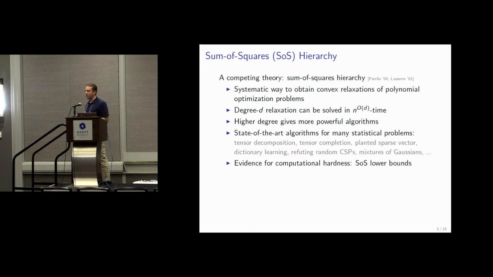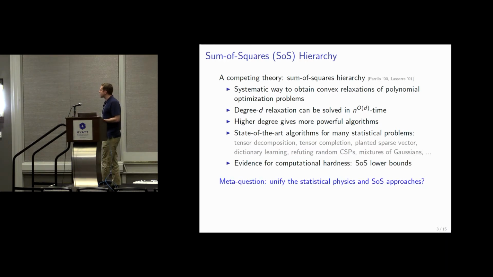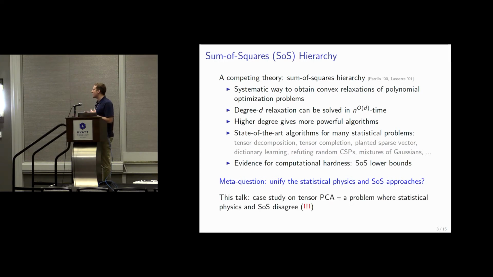And like statistical physics, sum of squares has its own way of arguing when problems should be hard. There's these SOS lower bounds, so you can prove that sum of squares cannot solve a certain problem, and this is often taken as pretty good evidence that maybe no algorithm can do it. So there's kind of a natural meta question here, which is to unify these two approaches, right? Statistical physics and sum of squares both have their own ways of predicting when should problems be easy, when should they be hard, and it's natural to know whether these predictions are the same and whether we can unify all of this. And so I don't have an answer to this meta question, but this talk will basically be about a specific problem called Tensor PCA, where perhaps surprisingly, the two disagree. So this talk will be about understanding that and seeing how we can fix it.